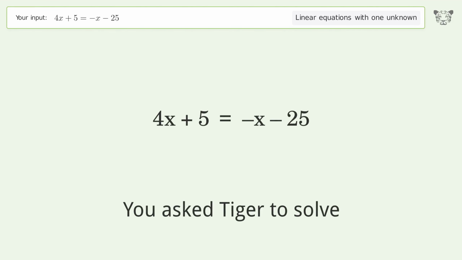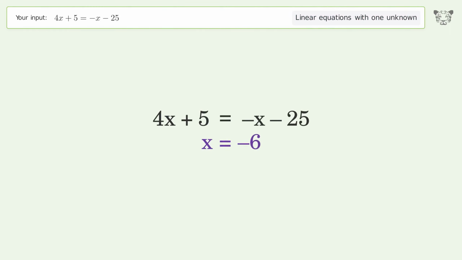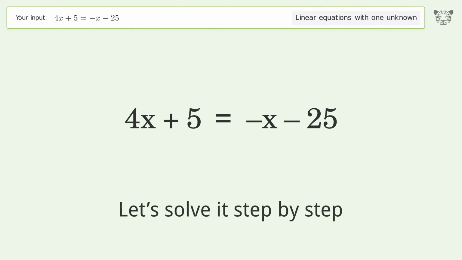You ask Tiger to solve. This deals with linear equations with one unknown. The final result is x equals -6. Let's solve it step by step.